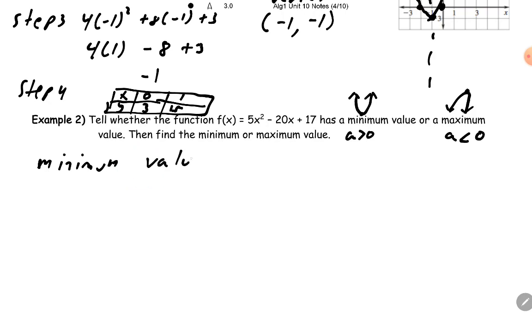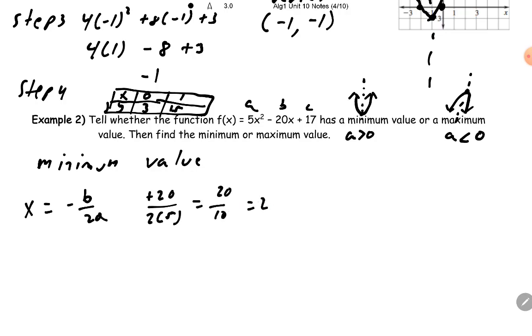Now how do we find it? Okay, we find it by finding the axis of symmetry. X equals negative b over 2a. Because that'll tell us in the x-coordinate where that location is, because the axis of symmetry goes through that point. So x equals negative b over 2a, a is 5, b is negative 20, and c is 17. So I'll get opposite of negative 20, which is positive 20, over 2 times 5, which is 10. So 20 divided by 10 is 2.